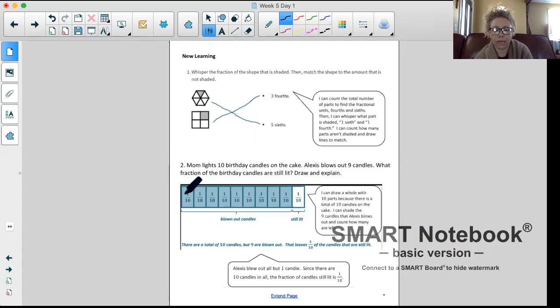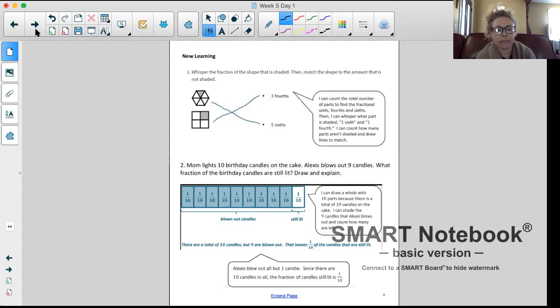She blew out 9 of them, so we show these first 9, they're shaded and labeled as blown out candles. There are 10 tenths in all, 9 of them are shaded. 1/10 is left and is still lit on the cake. There are a total of 10 candles, but 9 are blown out. That leaves 1/10 of candles that are still lit.